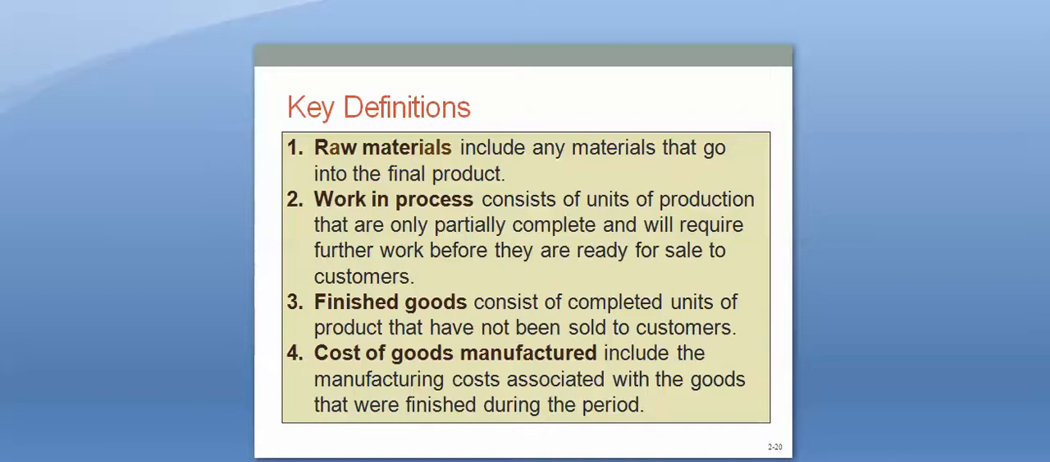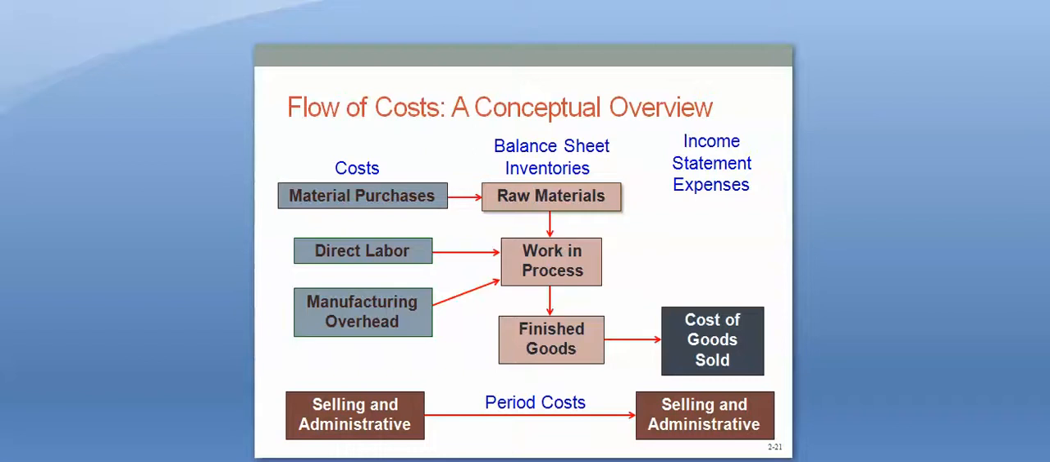Our finished goods inventory consists of completed units of product that have not been sold to customers. And then our cost of goods manufactured includes the manufacturing cost associated with the goods that we finished during a particular period of time. Let's look at a flow diagram.